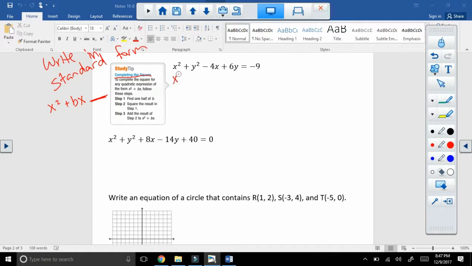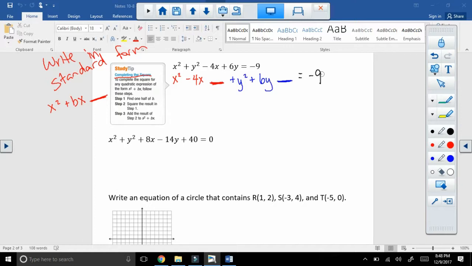I want the x squared and the negative 4x to be together. I'm going to have to add something to that, so I'm going to leave a blank. Then I'm going to put y squared plus 6y together. And again, I'm going to have to add something to that, so I'm going to leave a blank. And then I'm going to just have this negative 9 on the other side of the equation, and that's where the radius is going to be.